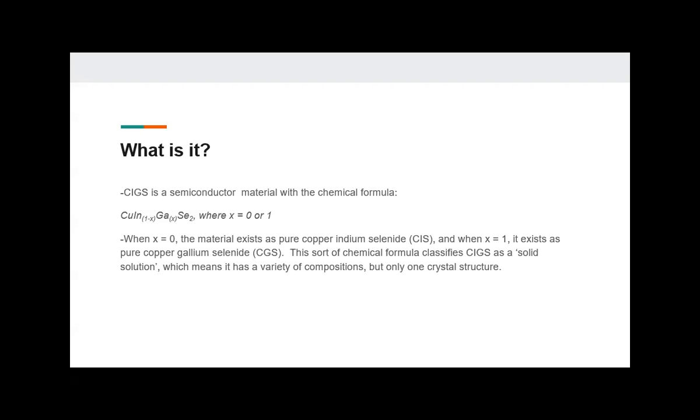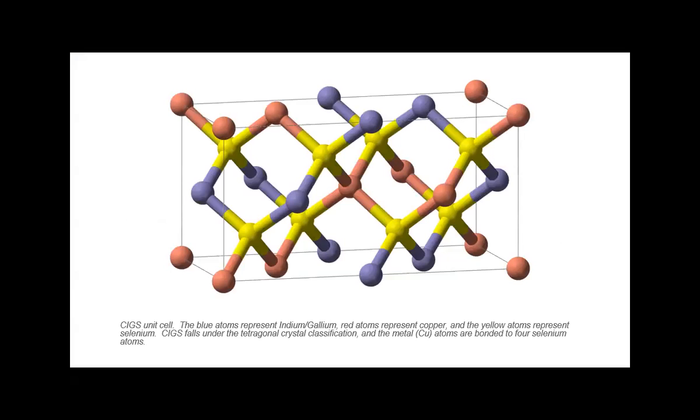And this is just the chemical formula. So this is what it actually looks like. This is the unit cell for CIGS. The blue atoms here represent the indium/gallium. What I was trying to say about the solid solution is that, say this blue atom here is gallium, and this blue atom here is indium. They can exist at the same time in the structure without actually altering how the crystal itself looks. The red atoms represent the copper, and the yellow atoms are the selenium. And as we talked about before about crystal classification, CIGS falls under the tetragonal crystal.